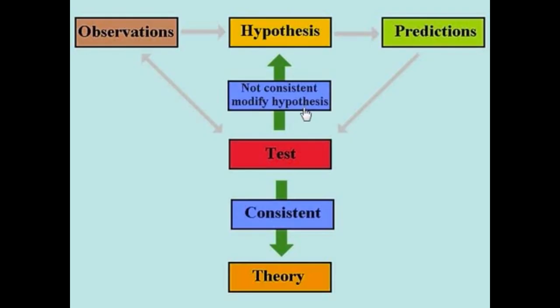If the predictions are not consistent with the new observations, then the hypothesis needs to be modified or abandoned. So you go back and rework the hypothesis. You then use this hypothesis to make new predictions about future observations. You then make new observations to test the new predictions. If the predictions are consistent with the observations, then the hypothesis is accepted. Then it goes on to become a theory.